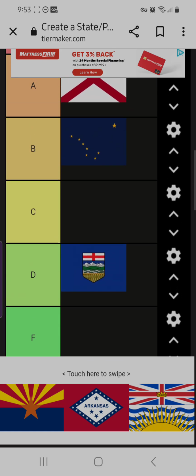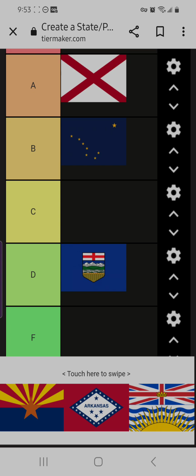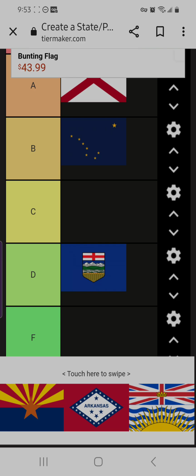Now, Arizona's flag with the star and the stripes, it does look like a nicer flag. I know it's definitely nicer than Alberta's flag. My God, that flag's absolutely terrible.